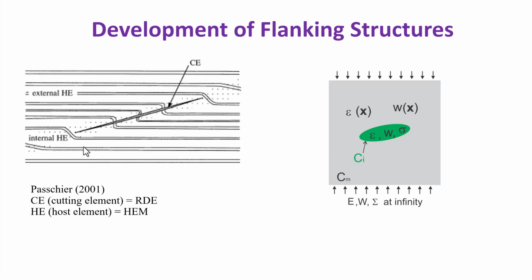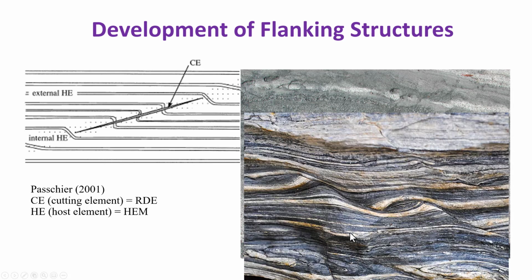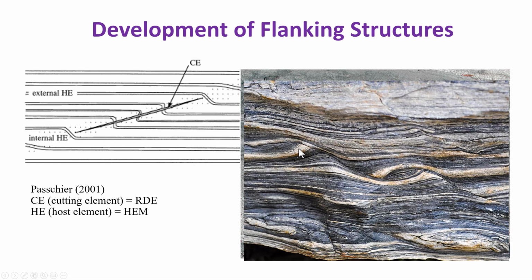Flanking structures are an association of features made of a cutting element, CE here, and an external host element, HE. The cutting element is predeformational. Its presence caused the heterogeneous deformation in its vicinity. Foliation or any marker deflections in the vicinity of the CE give rise to flanking structures. Flanking structures die out when the cutting element terminates. The cutting element can be a fault, a shear band, or a vein.